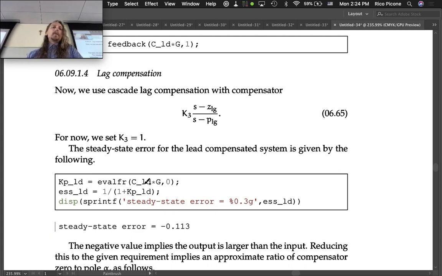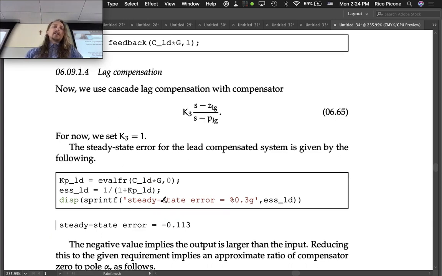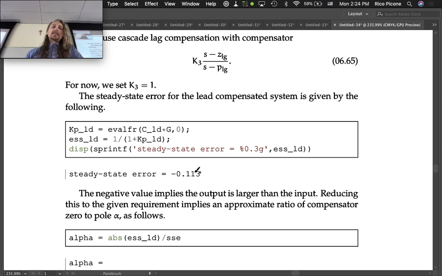So I include them in here, and then I say the steady state error, it comes out to be 0.113. This is for a unit step input. So it's at like 11%. It's negative, which we haven't really seen before probably because we have this negative sign that shows up in our transfer function. And all that means when your steady state error comes out negative is that the output is larger than the input. So the error is not below the steady state value, but above the steady state value. Totally fine.